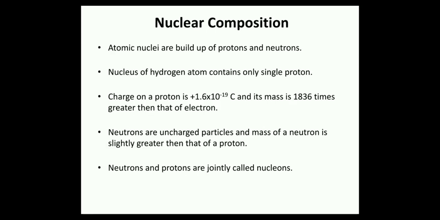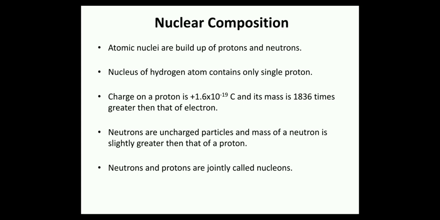Nuclear composition. Atomic nuclei are built of protons and neutrons. The nucleus of a hydrogen atom contains only a single proton. The charge on a proton is 1.6 into 10 raised to the power minus 19 coulomb, and its mass is 1836 times greater than that of an electron.